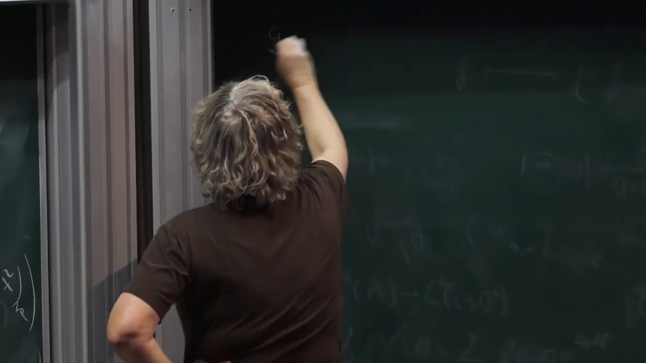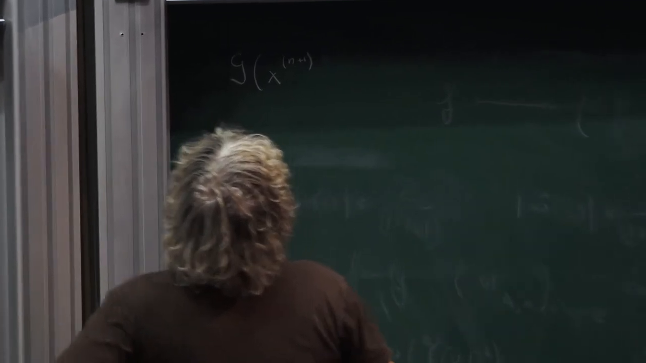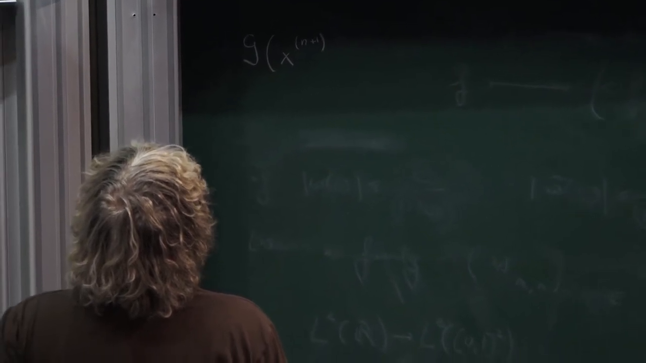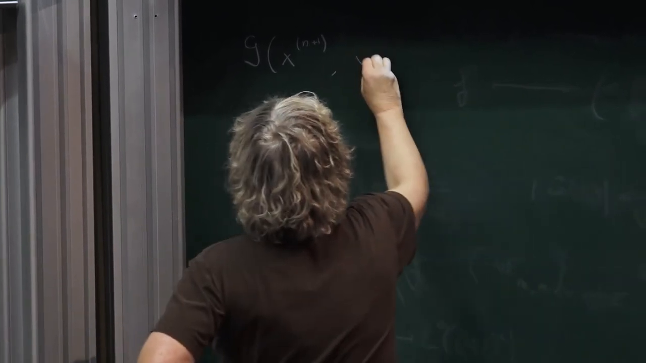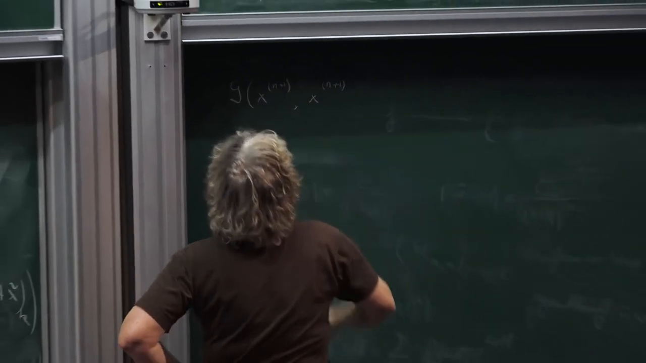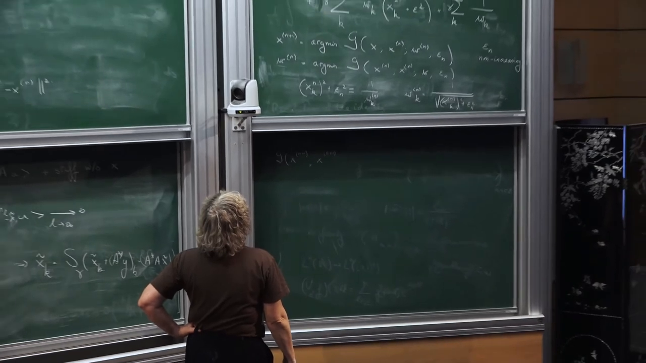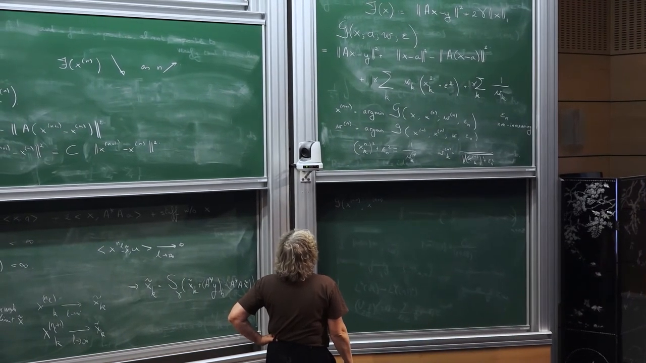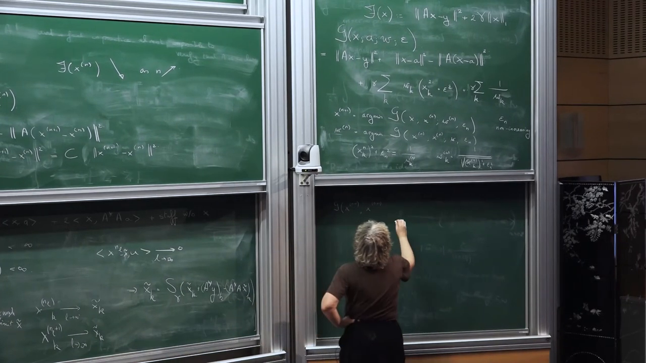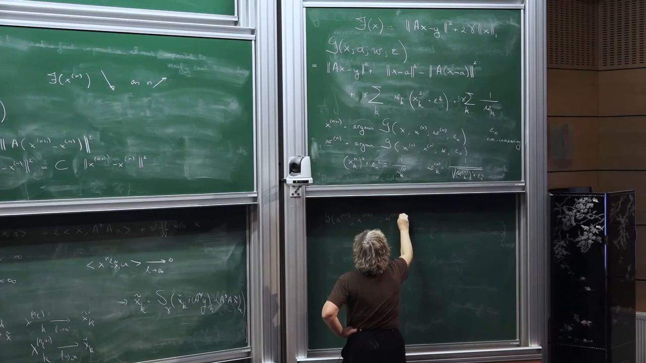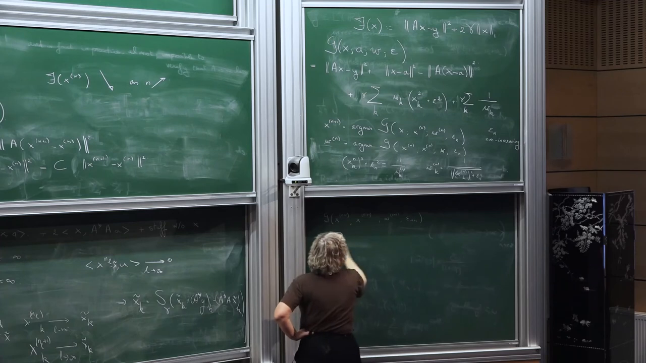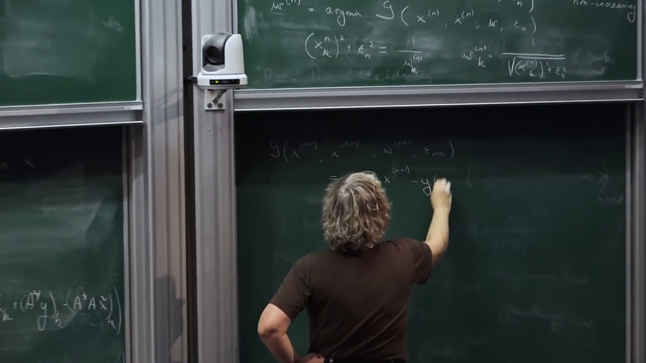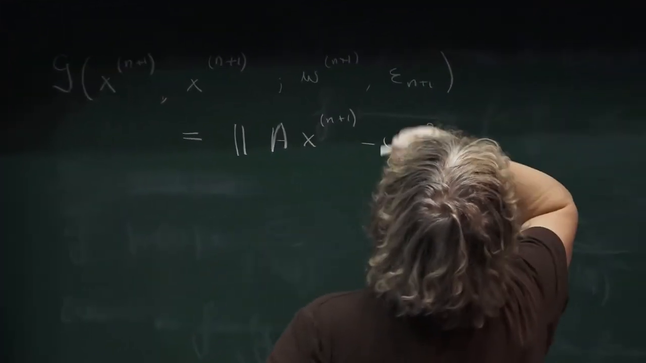G of x n plus 1 ... x n. If I take the same for the x n plus 1, x n, then these extra terms I've introduced don't matter. And if I then take w n plus 1 and epsilon n plus 1, then what I have is a x n plus 1 minus y squared. The extra quadratic terms don't matter.